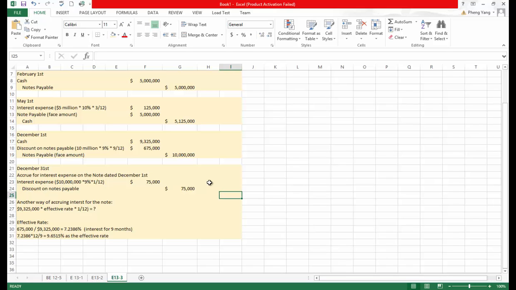So that's how we do it. There's 2 ways to do that. For interest expense at the end of the year, you can take that 10 million, multiply by the 9% over 12, or you can take the effective rate. And by taking the effective rate, you can take the amount that the business received, multiply by the effective rate to get the same amount. And let's double check that here.